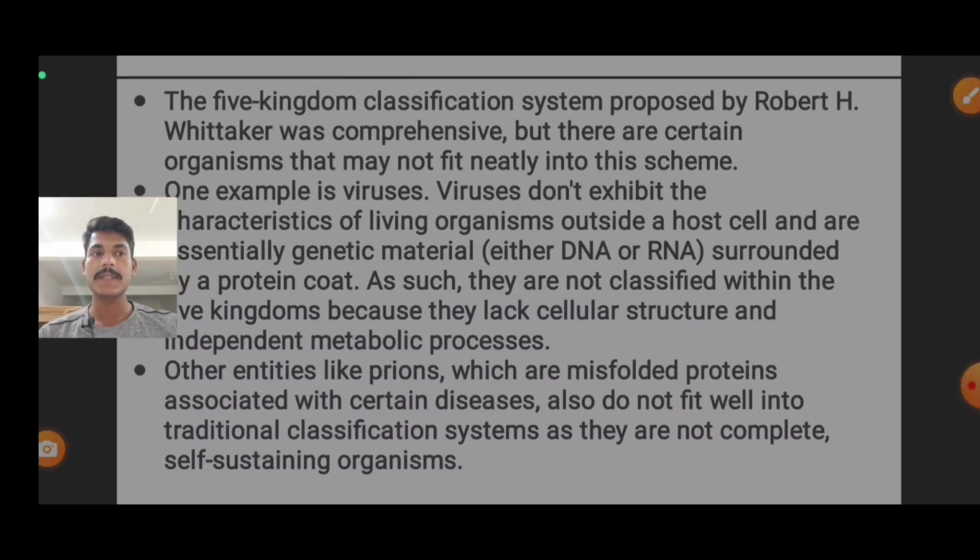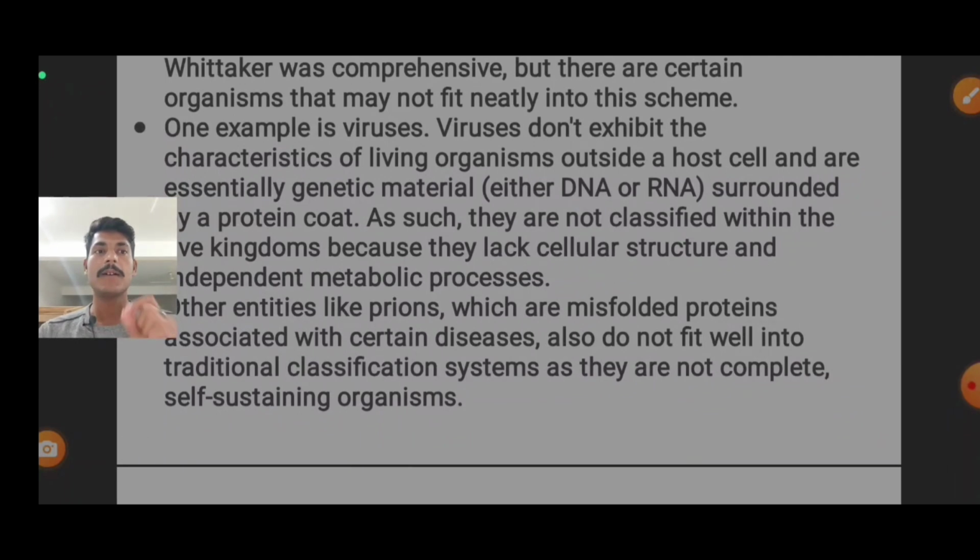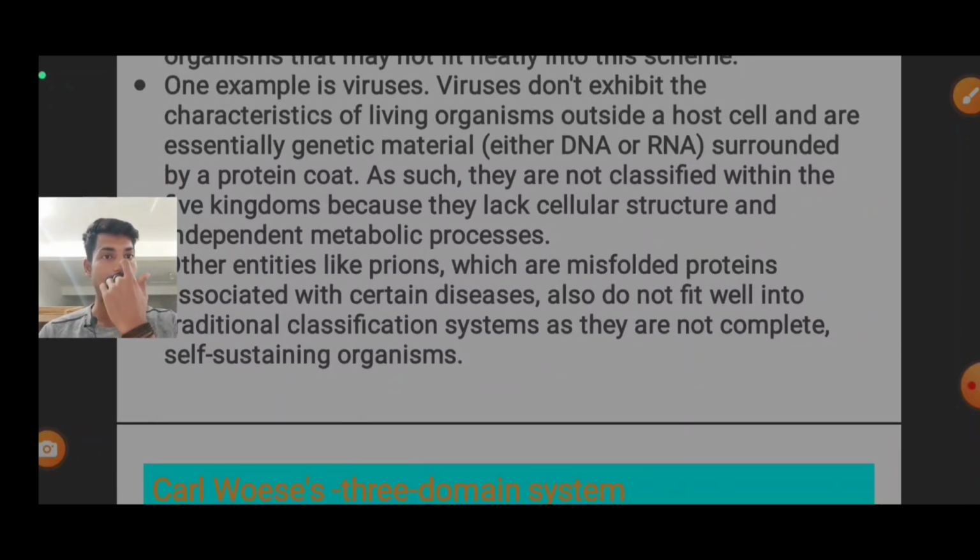The 5 kingdom classification system proposed by Robert H. Whittaker was comprehensive, but there are certain organisms that do not fit neatly into this scheme. One example is viruses. Viruses don't exhibit the characteristics of living organisms outside a host cell and are essentially genetic material, either DNA or RNA, surrounded by a protein coat. As such, they are not classified within the 5 kingdoms because they lack cellular structure and independent metabolic processes.